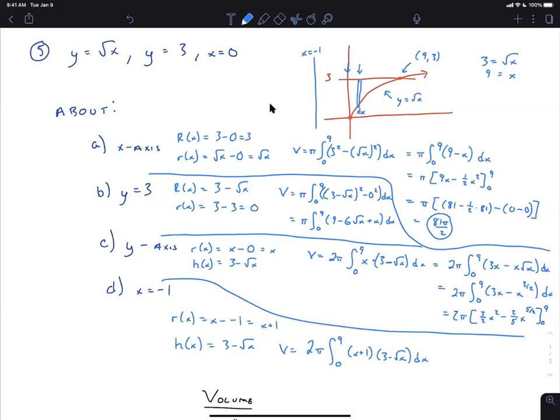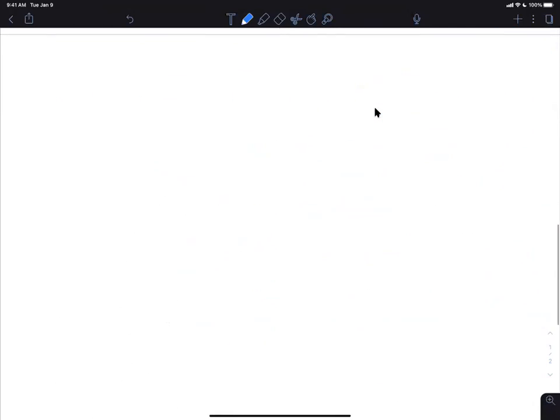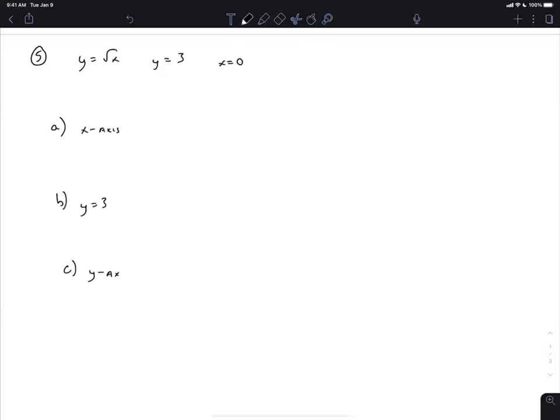All right, let's do this with dy. I'm going to redraw all this. Let's do it with dy because I think that'll help review that. Give me a second to get this written down again. So number 5 was bounded by y equals square root of x, y equals 3, and x equals 0. My bad, x equals 0. And we'll spread these out a little bit more this time. A is the x-axis. B is y equals 3. C is the y-axis. And D is x equals -1.